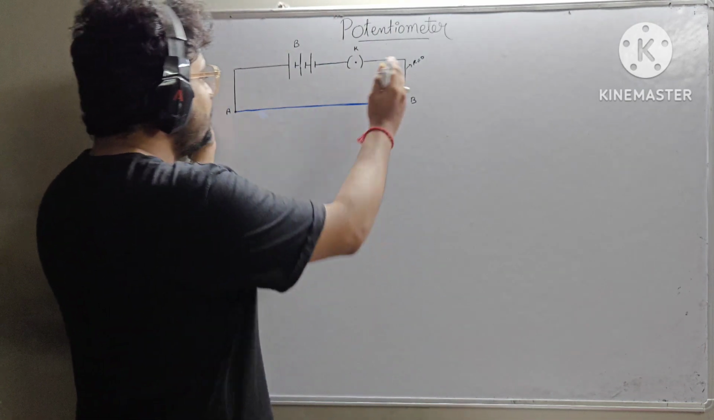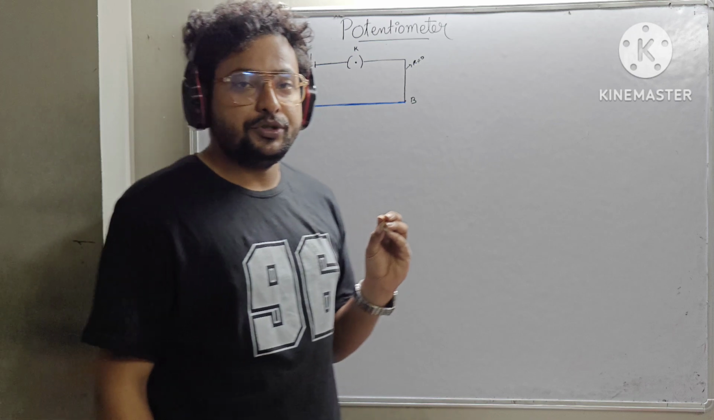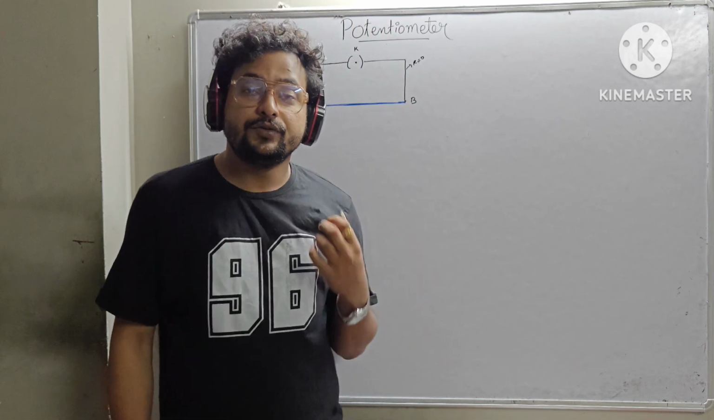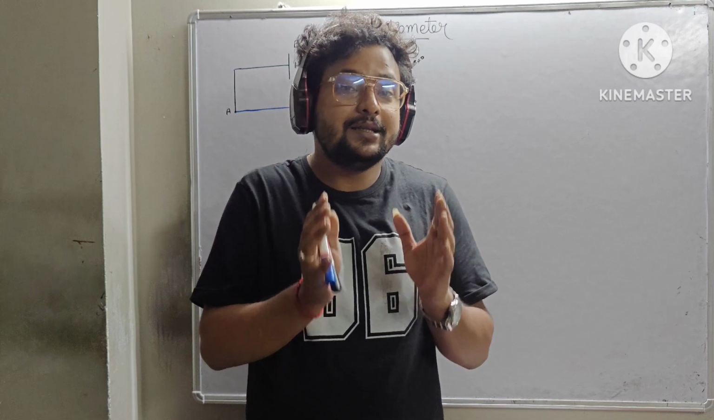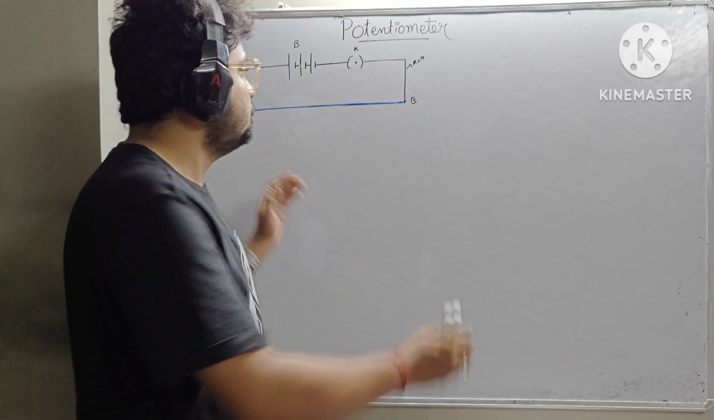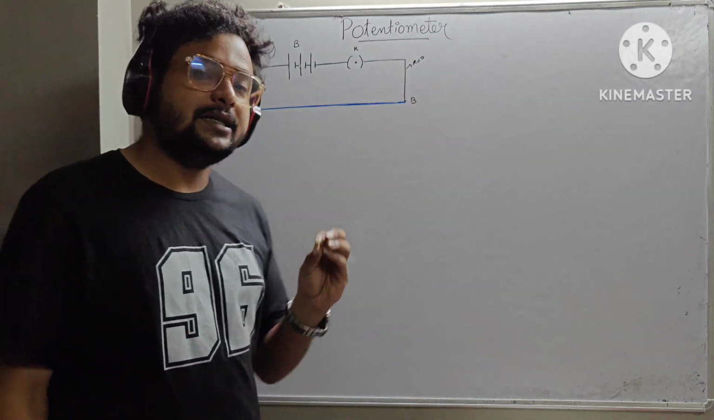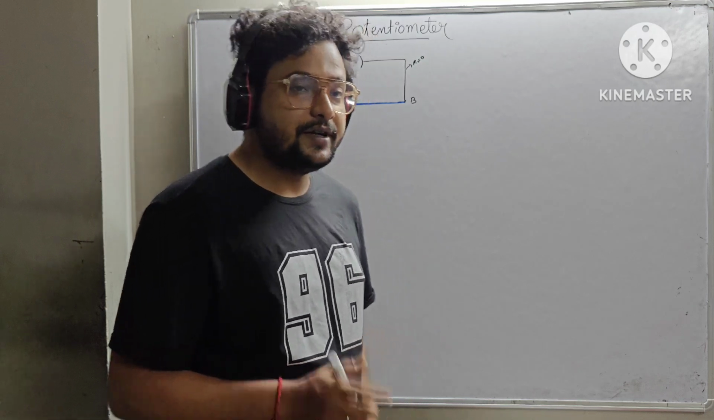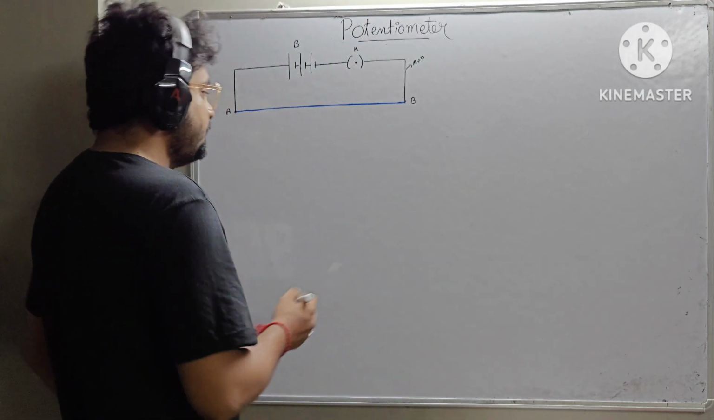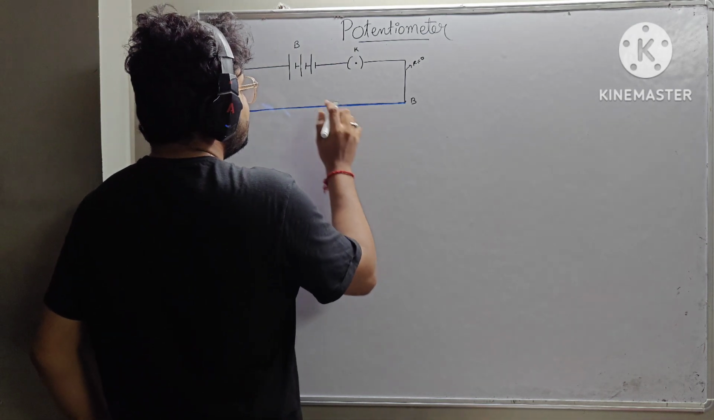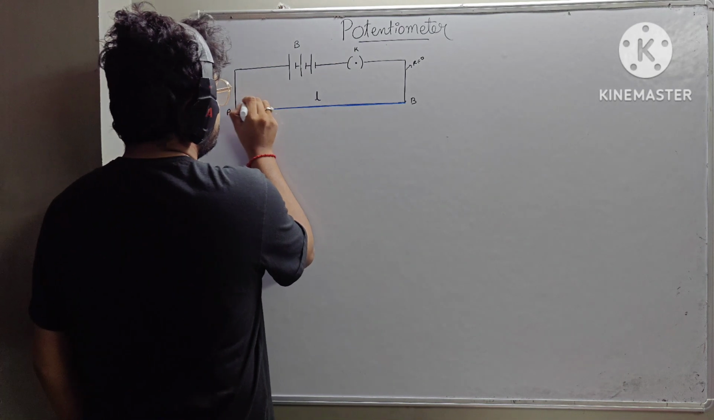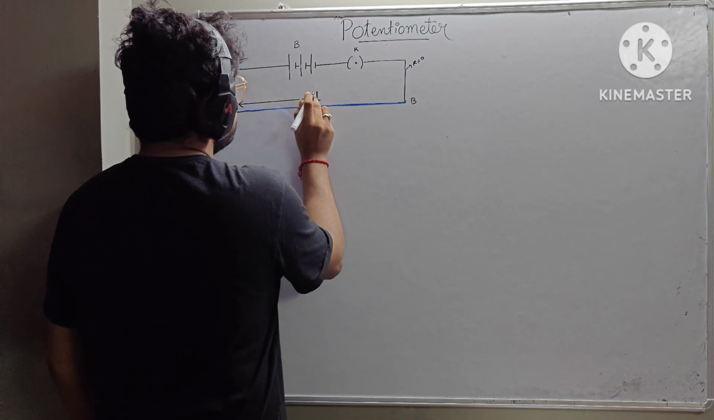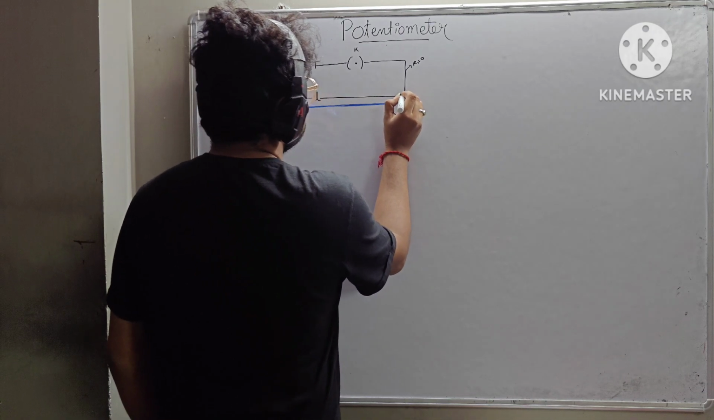Now this particular thing is itself a potentiometer. Students, when you are understanding the concept, don't go to any complicated diagram first. First you have to understand the basic design of a potentiometer. So this particular device is basically a potentiometer. Now let's see how it measures the potential difference between any two points. Let us consider that the length of this wire is L.